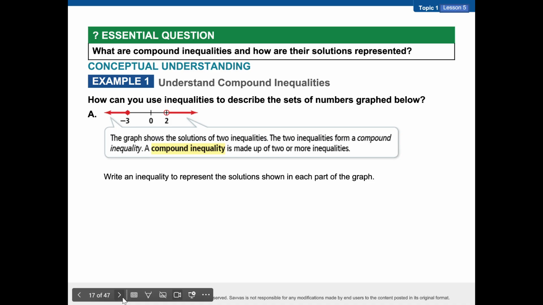Now this is 1-5. Compound inequalities. How can you use inequalities to describe the sets of numbers graphed before? This graph shows the solutions of 2 inequalities. The 2 inequalities form a compound inequality, which is made up of 2 or more inequalities. Write the inequalities to represent the solutions shown in each part of the graph.